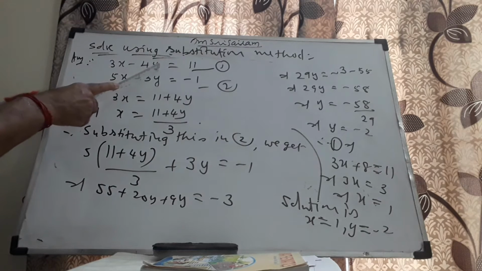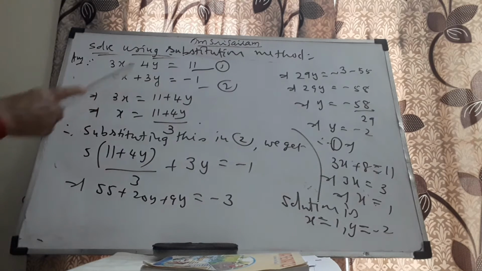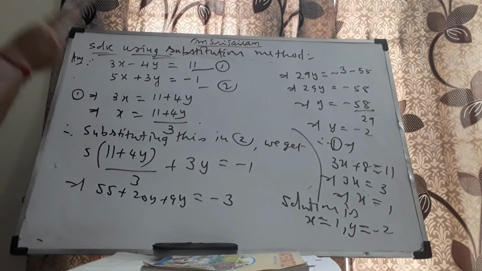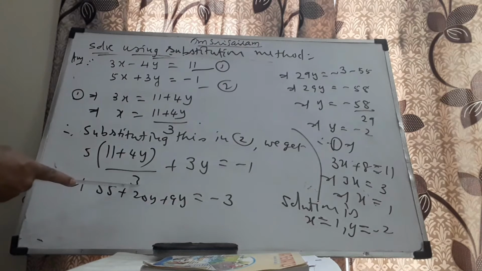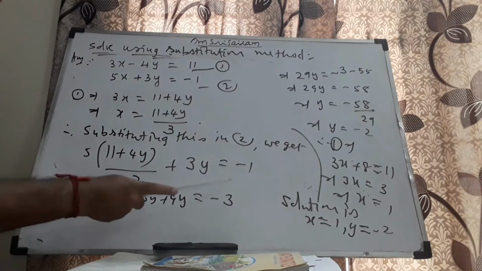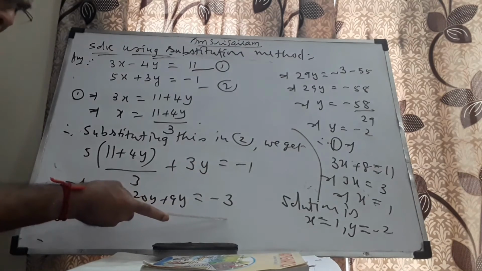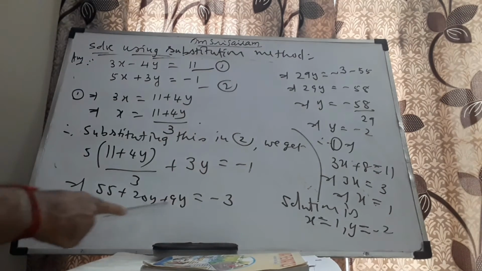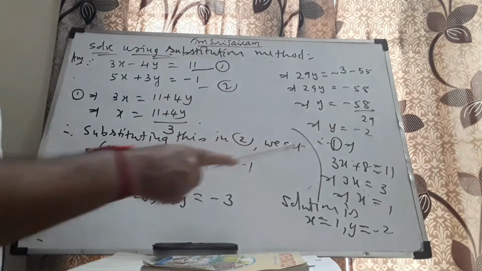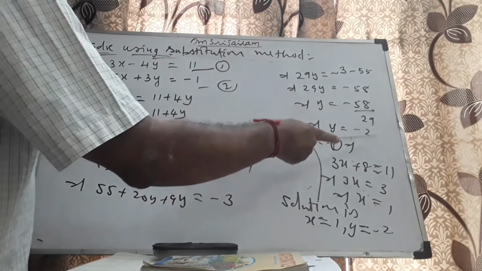Whenever I use this, I have to substitute in the second equation. If I get x in terms of y, or y in terms of x from the second equation, I have to substitute in the first equation. Remember that carefully. Okay, therefore 5 into (11 plus 4y) whole by 3 plus 3y is equal to minus 1. Take LCM. 5 into 11 is 55, 5 into 4y is 20y, 3 into 3y is 9y. Therefore, by 3 cross multiplied here becomes minus 3. Therefore, 20y plus 9y is 29y, equal to minus 3 minus 55, it becomes minus 58. Therefore, minus 58 by 29 becomes minus 2.